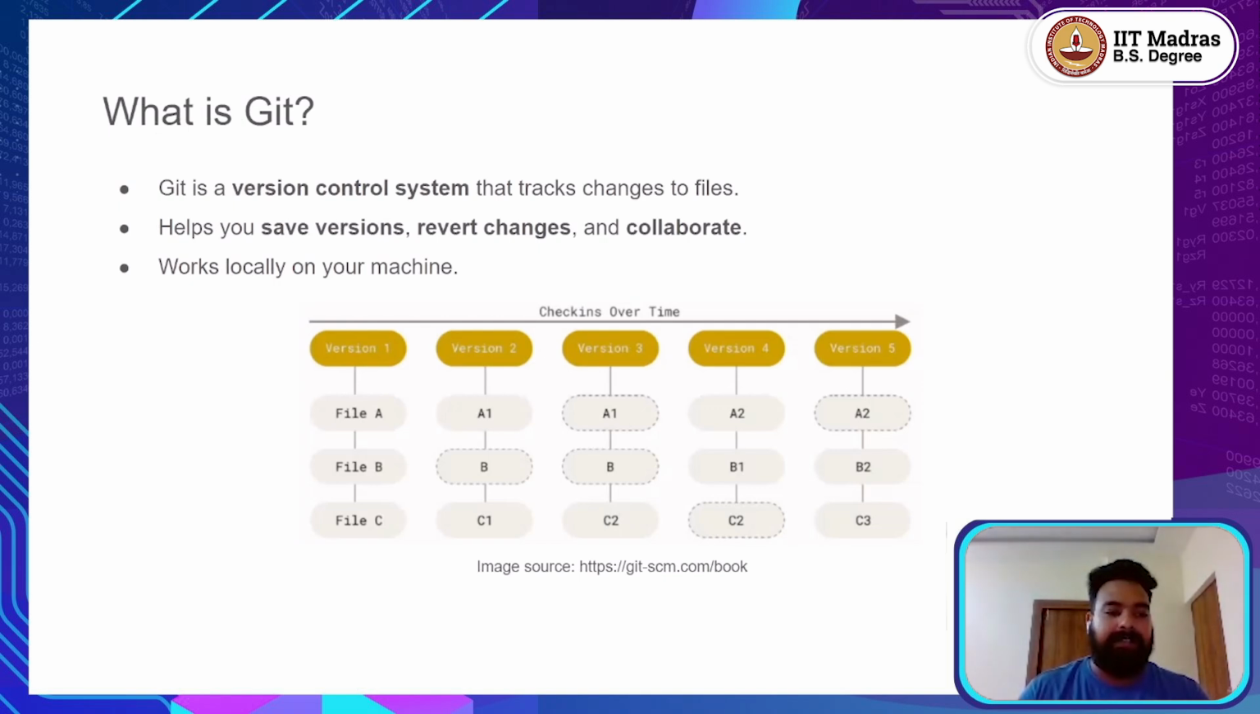What exactly is Git? Git is a version control system. Simply put, a version control system is a tool that helps developers track changes made to files over time. With Git, you can save versions of your work, go back and revert changes if something breaks, and collaborate with others without worrying about overwriting each other's work. Unlike some tools that require a connection to a central server, Git works locally on your machine. It quietly keeps track of the history of every change in your project directory, allowing you to manage your code with confidence.